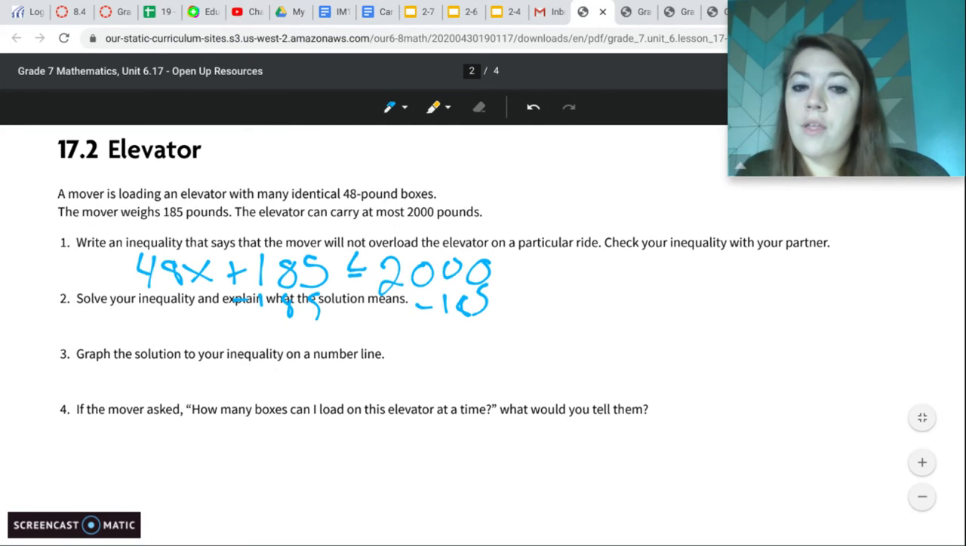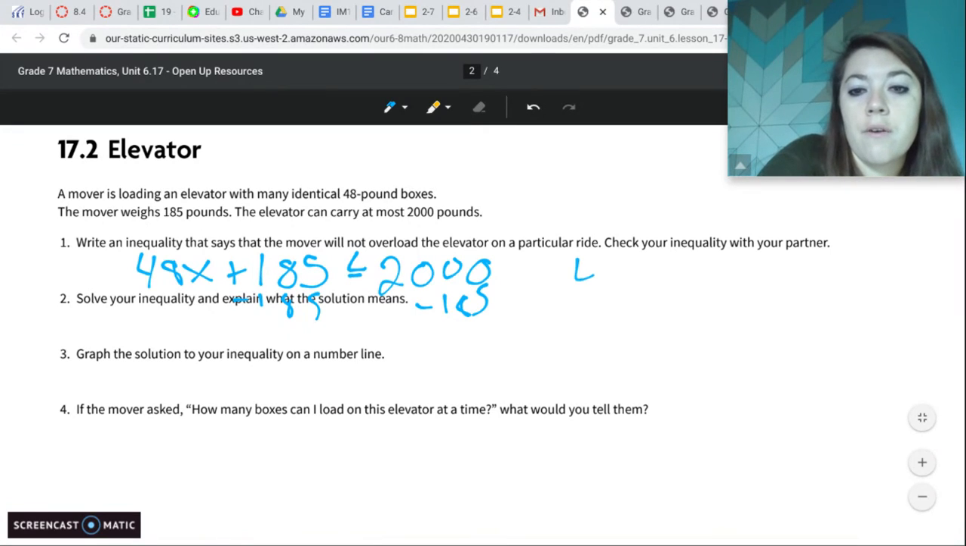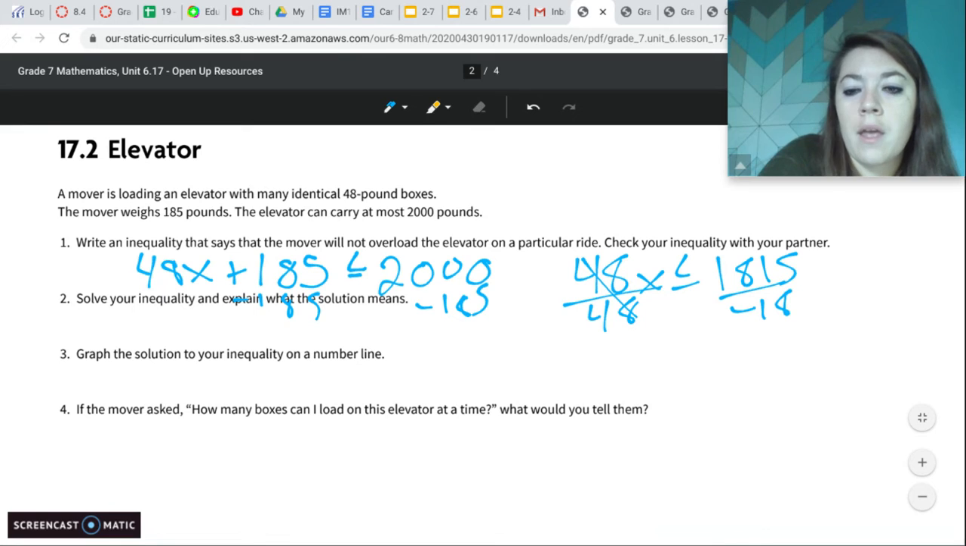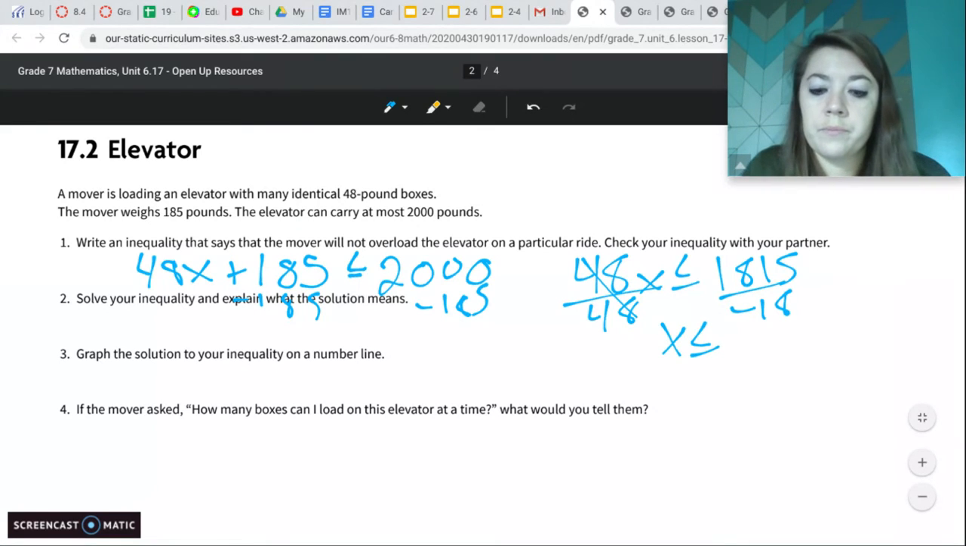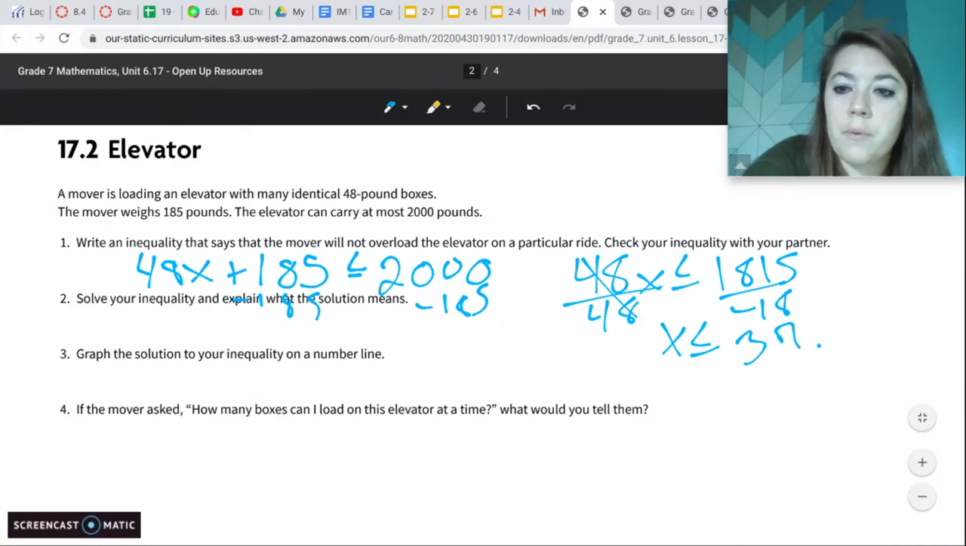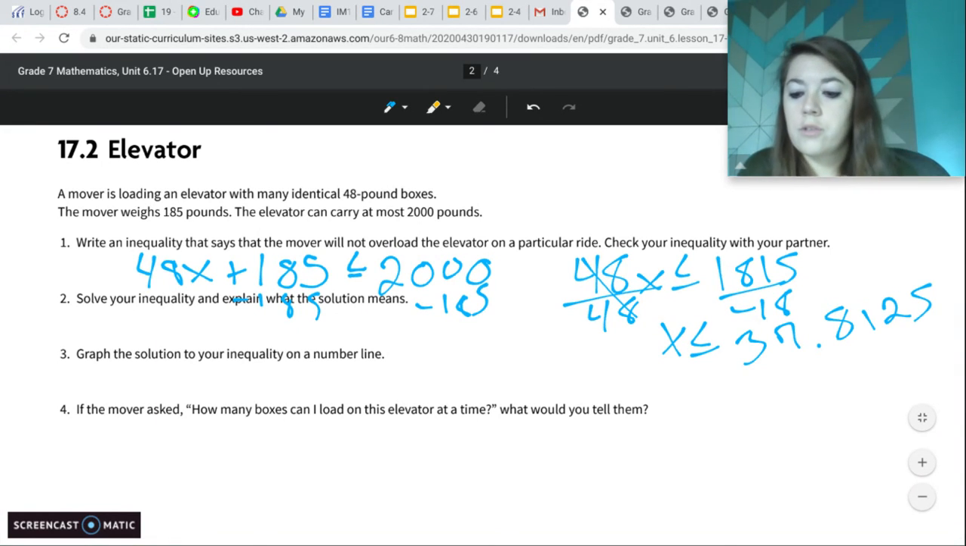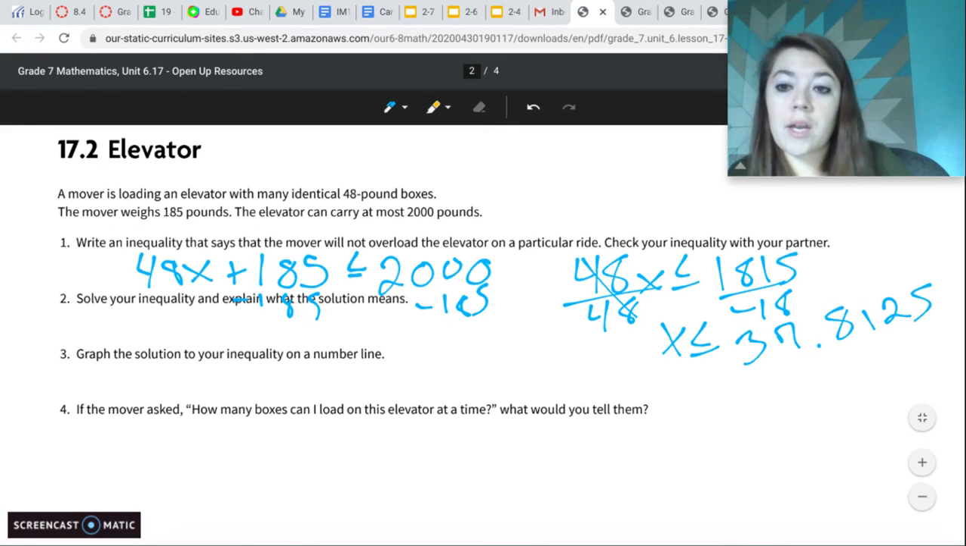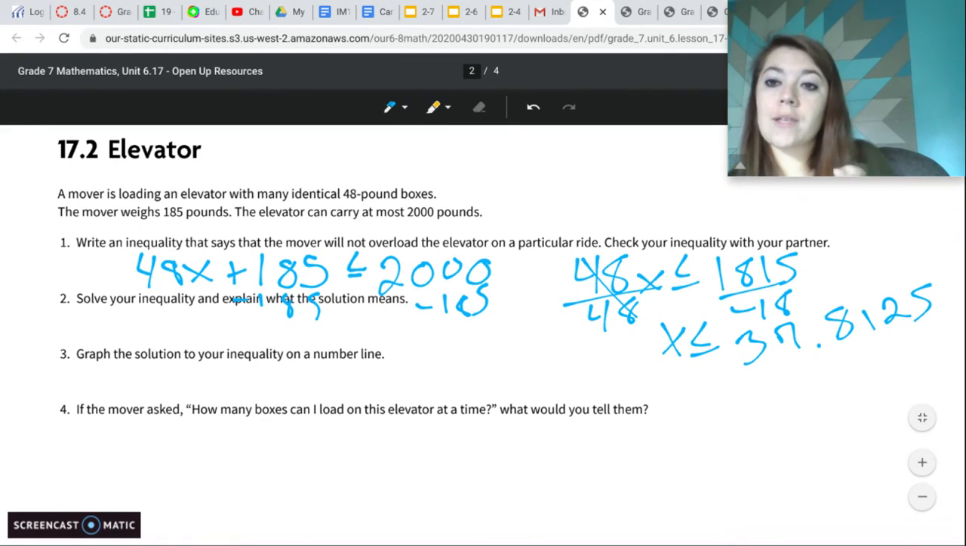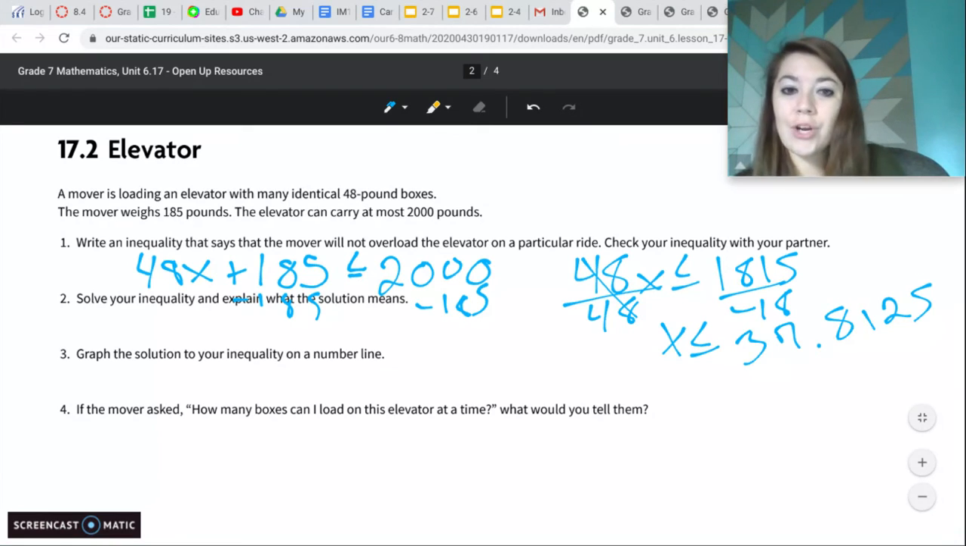So when we subtract the 185, 2,000 minus 185 gives us 48x is less than or equal to 1815. We divide by 48, divide by 48. x is less than or equal to 37.8125. So what this means in terms of our solution, he can load 37 boxes onto the elevator, but he cannot load more than 37 boxes or it's going to be too much. Now, obviously he can't load a portion of a box, so that's why we say just the 37.